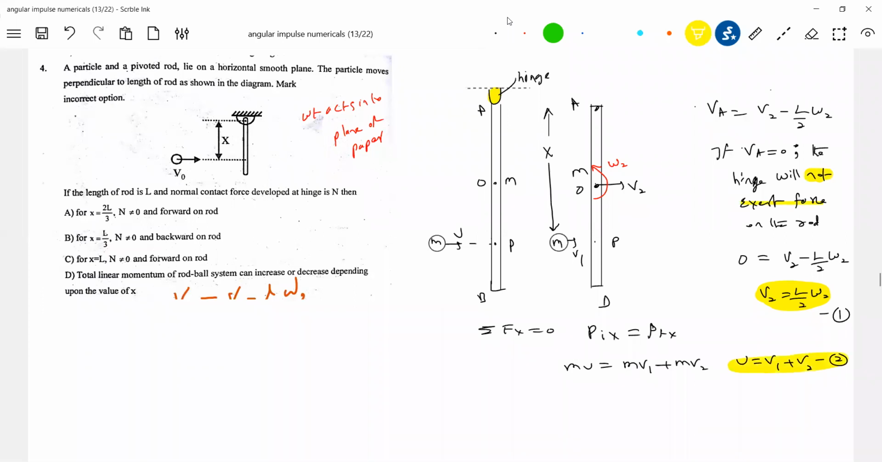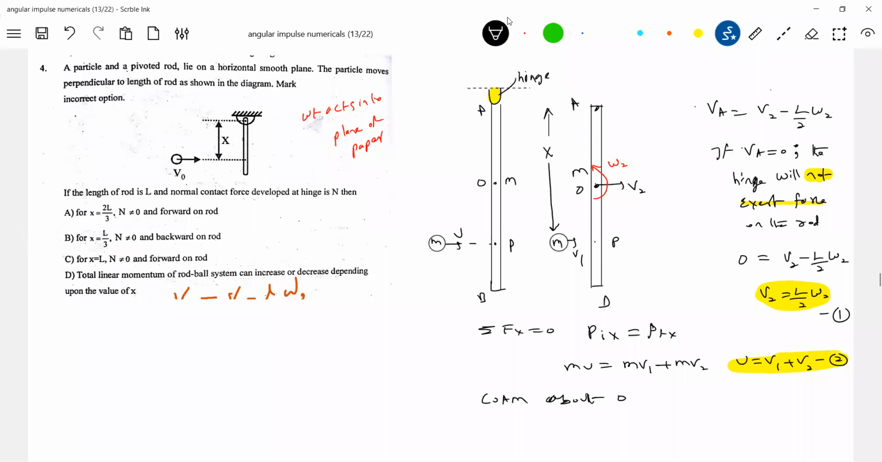Then again, I need one more equation. Can I apply conservation of angular momentum? About what point? About the point about which the rod is rotating. So let the rod rotate. Directly let me write here. So conservation of angular momentum.